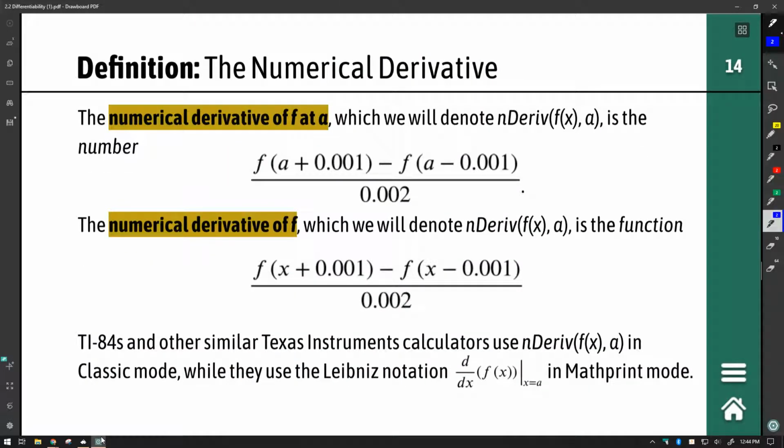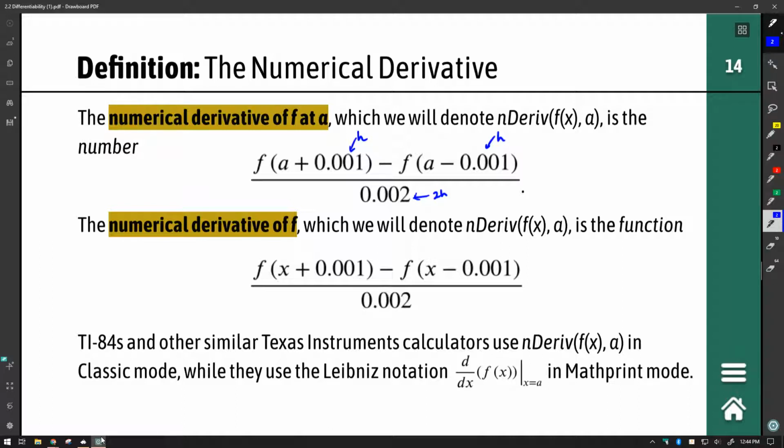Here we have the definition. The numerical derivative of f at a, which we're going to denote nDeriv of f of x comma a, is this number, f of a plus 0.001 minus f of a minus 0.001, where this number is h and this number is h. Remember, h is just a very small number, and here is 2h. And then the numerical derivative of f, notice this is the general version of the derivative, not at a point. We replace the a with an x. So we have f of x plus 0.001 minus f of x minus 0.001 all over 0.002.